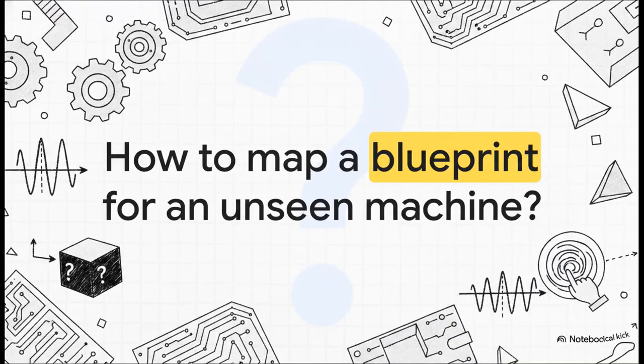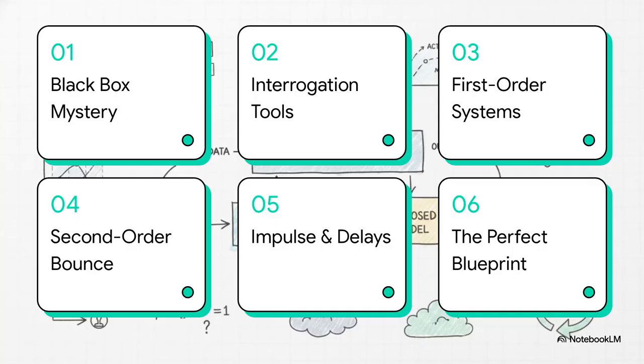So how exactly do you write a mathematical blueprint for a machine when you literally can't see inside of it? It's a great question, right? Think of it as the ultimate engineering detective story. We're figuring out what's happening inside a totally closed system just by, well, giving it a mathematical kick and measuring exactly how it reacts. Here's our roadmap for today.